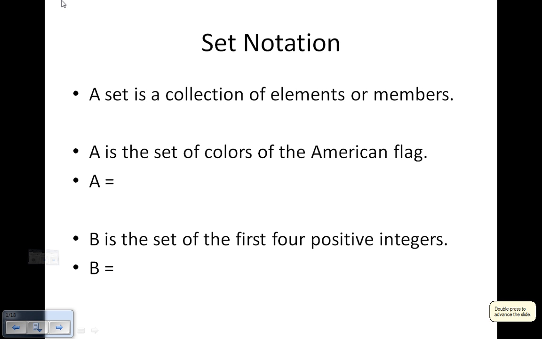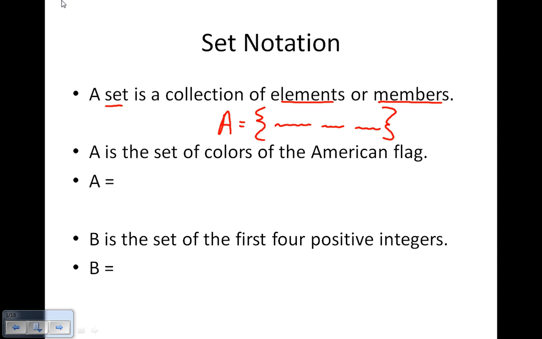We're going to go into a brief introduction for set notation at this time. A set is a collection of elements or members. And to symbolize a set, we use a capital letter, for example, an A, and we put the items of that set, the elements or members, inside brackets. So whatever I want to put into the set, I write inside the brackets.